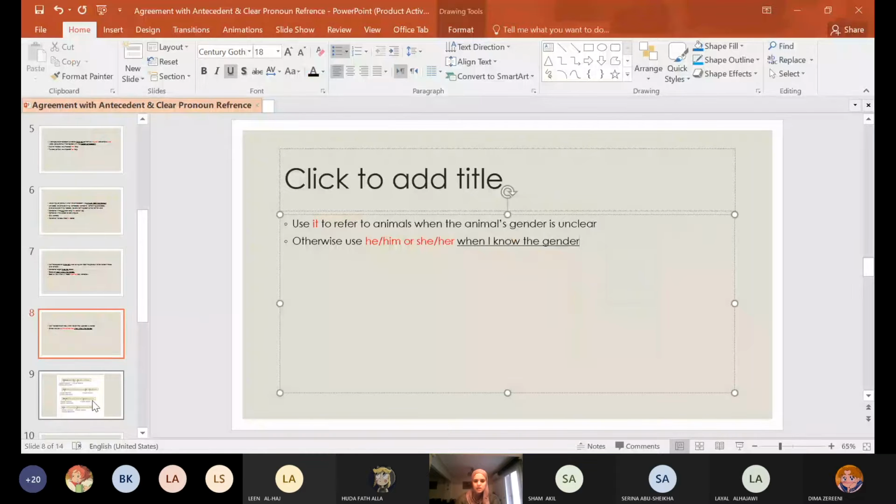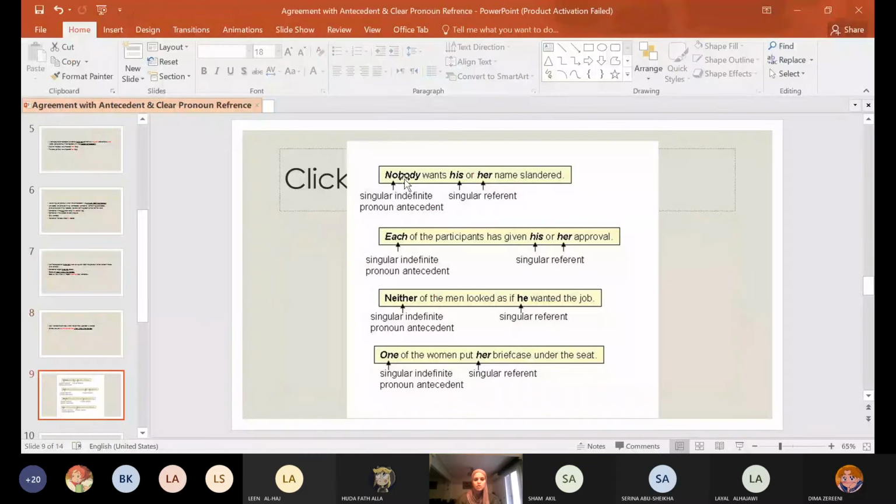Again, nobody, I don't know, his or her. Each of the participants has given his or her. Why? Because I don't know the participant's gender. Neither of the men, he, because men. One of the women, her, because the gender is female.